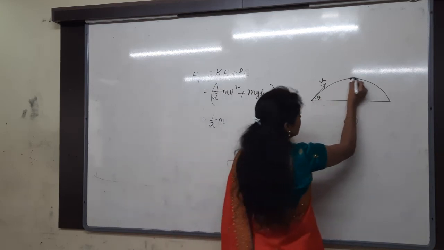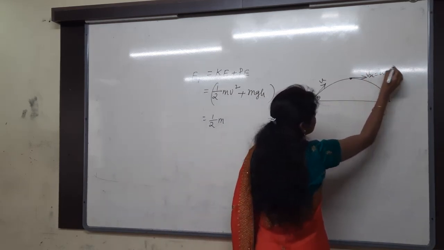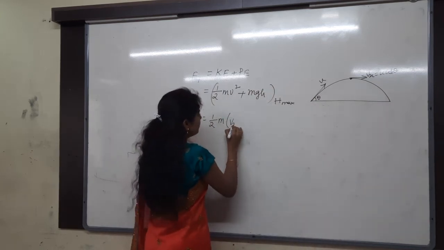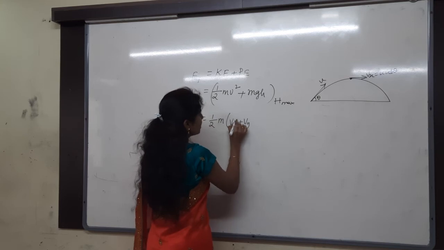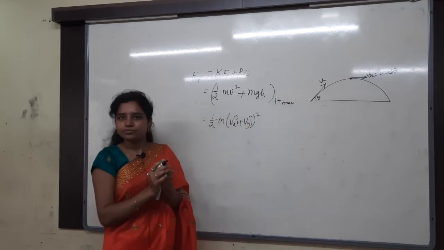Only which velocity is there? Horizontal velocity. Vx is equal to how much? U cos theta. That's very important. Here V means you will get Vx plus Vy, that is (Vx i cap plus Vy j cap) whole square. This is what you have to take here.